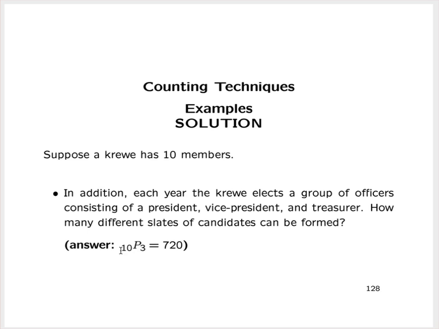And so the answer to that is 10 permute 3, which turns out to be 720. So there are 720 slates of candidates, or 3 candidates, that can be formed from this membership of 10 people.